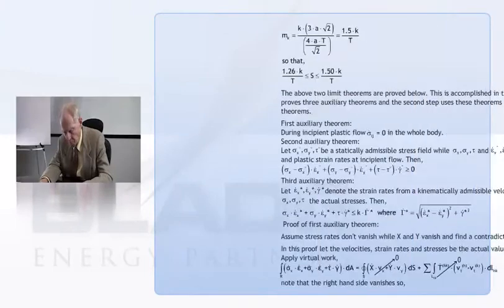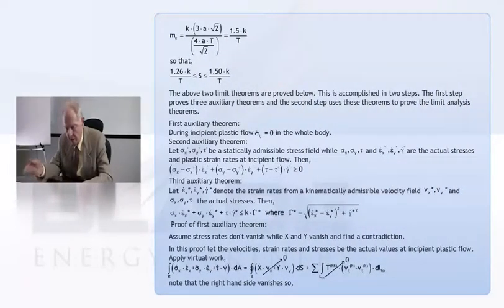Downstairs, you're just calculating the work done by the load as the thing slides up on an angle. And you come up then with 1.5 k over t as your kinematic multiplier. And you can see then that the theorems say that S, the actual solution for this problem, is somewhere between 1.26 k over t and 1.5 k over t. That's not bad, 1.26 to 1.5.